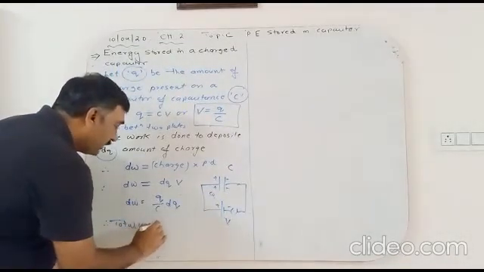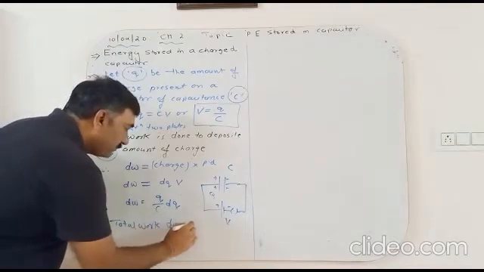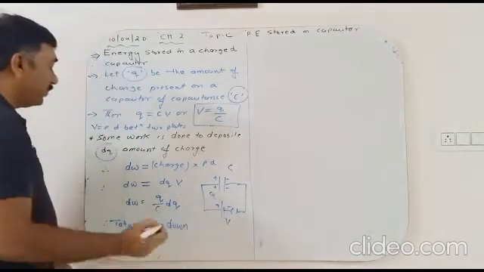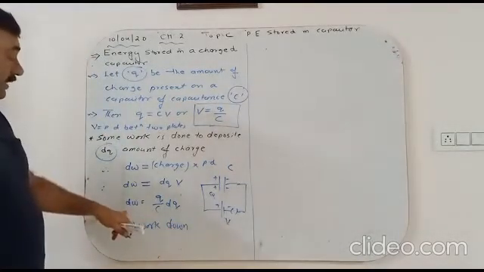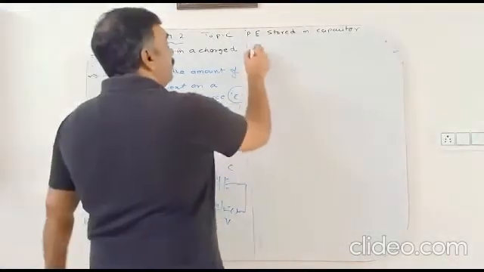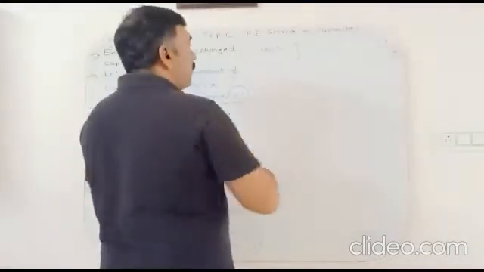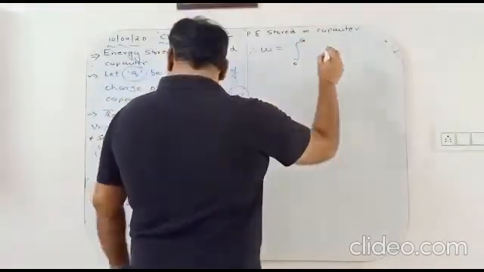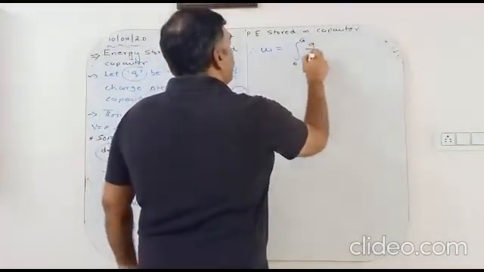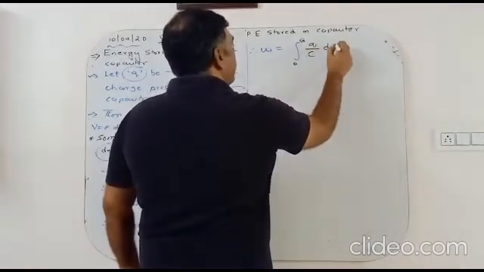So total work done, okay, total work done कैसे obtain करेंगे? By removing the derivative. Okay, so therefore W is equal to, you have to go for an integration from 0 to Q, Q by C into dq.